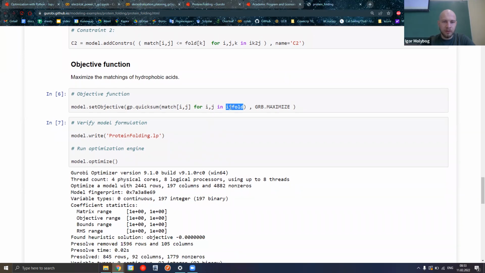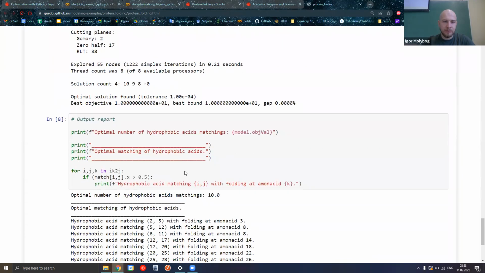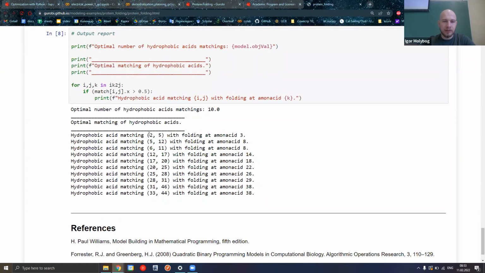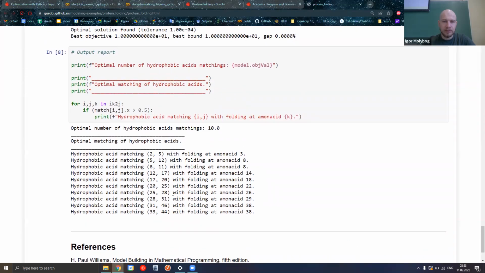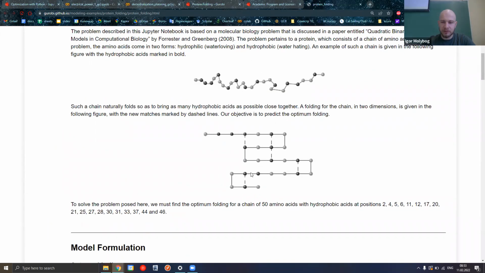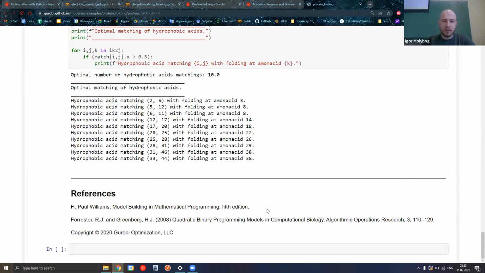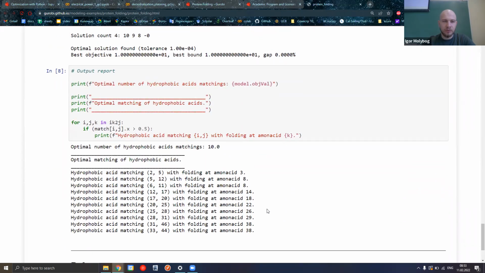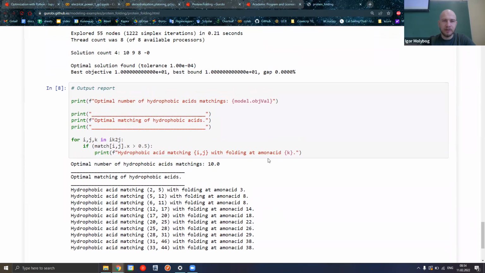After that, the only thing that we need to do is to ask GurobiPy to solve the problem, and then output the optimal matchings in sequence. So eventually, we found out that this particular structure is the optimal structure for the specific protein that we have designed. After that, we would just toss it over to scientists that can use this information.